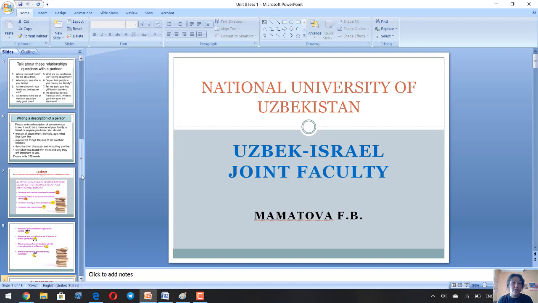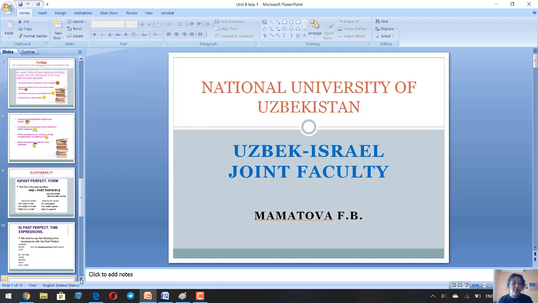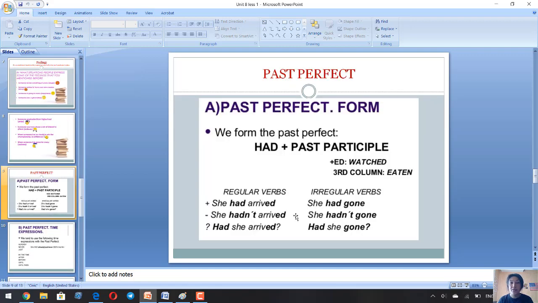And today I would like to talk about past perfect. It's from Unit 8 for B1 level students. And what is past perfect tense? Past perfect is used when we talk about past actions. When there are two actions, and one happens before the second action, we use past perfect tense.